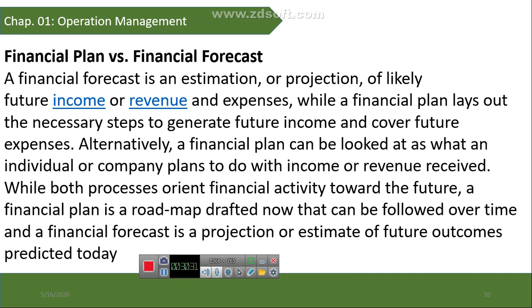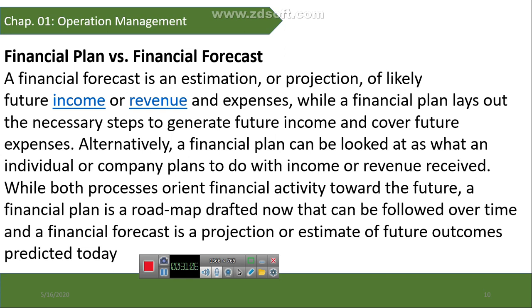Key takeaway: a financial plan is a strategic approach to finance that marks out a roadmap to follow in the future. A financial forecast is an estimate of future outcomes arrived at using one of several methods, including a statistical model to make projections. Both businesses and individuals can make use of a financial plan and a financial forecast.